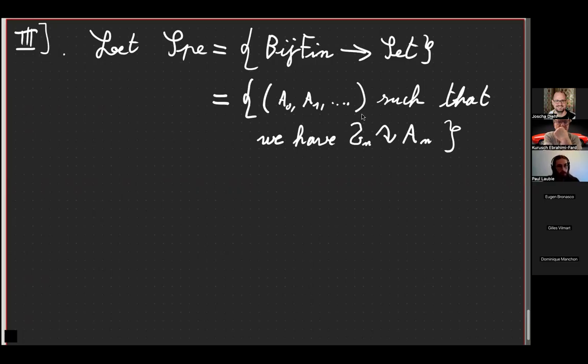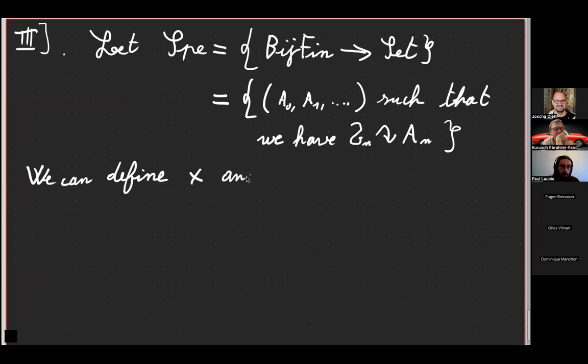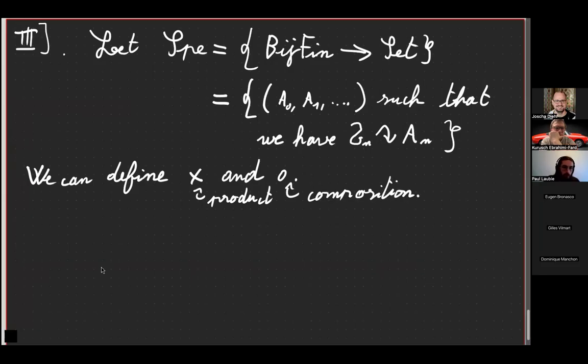Now that we have something like this, and I also already mentioned that this is almost like a formal Fourier series, we can define the product and the composition. So this will be the product, and this will be the composition. Okay, so take A, B, two species. Oh, those are called species, by the way. I forgot to say it, I guess.